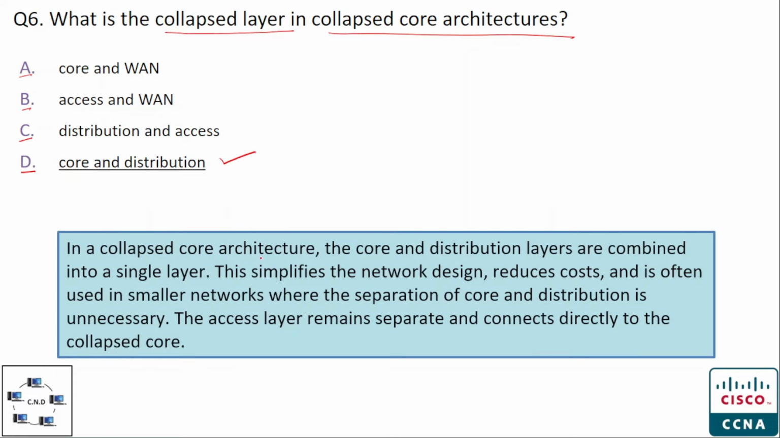So in a collapsed core architecture, the core and distribution layers are combined into a single layer known as the collapsed layer, the collapsed core layer. This simplifies the network design, reduces costs, and is often used in smaller networks where separation of core and distribution is unnecessary. The access layer remains separate and connects directly to the collapsed core.